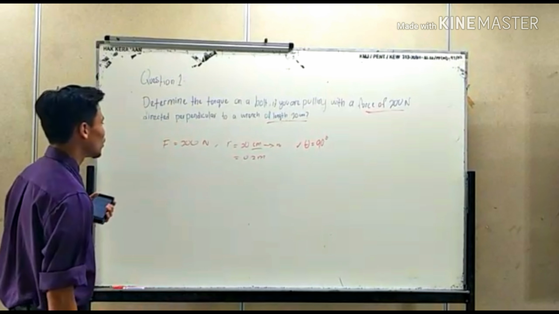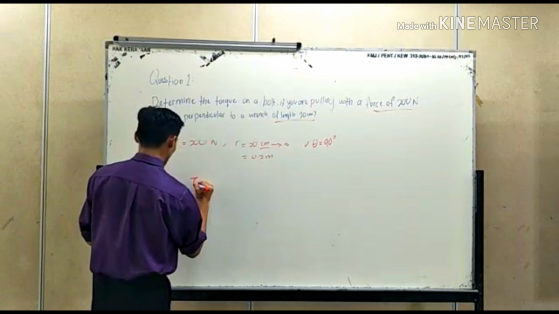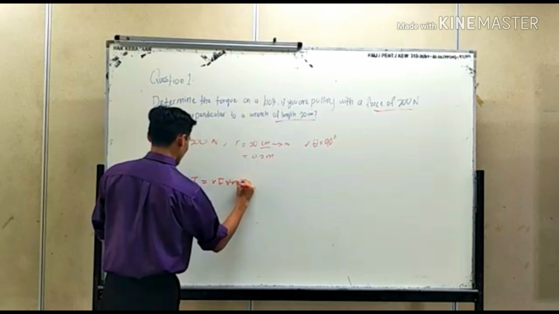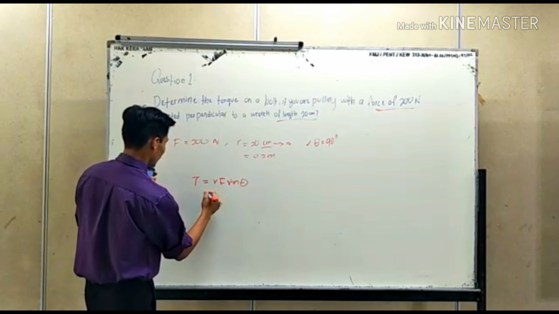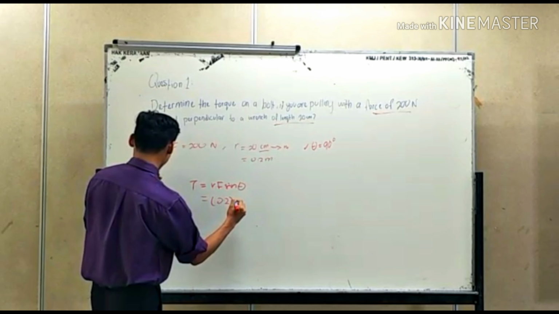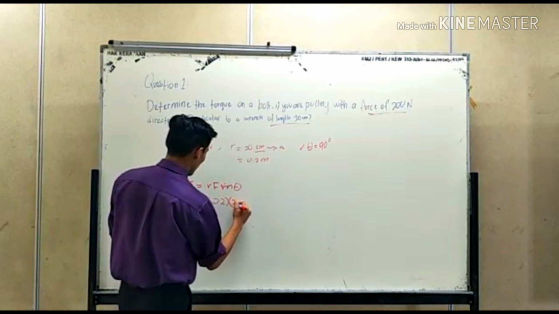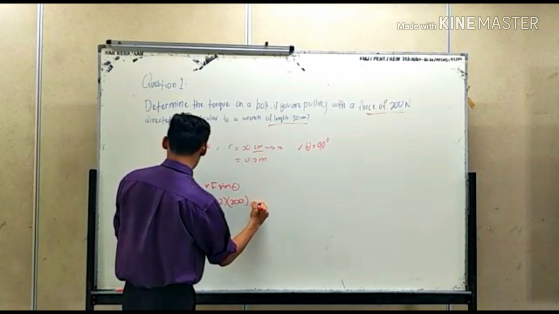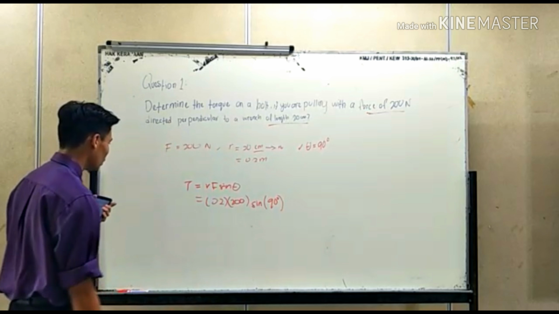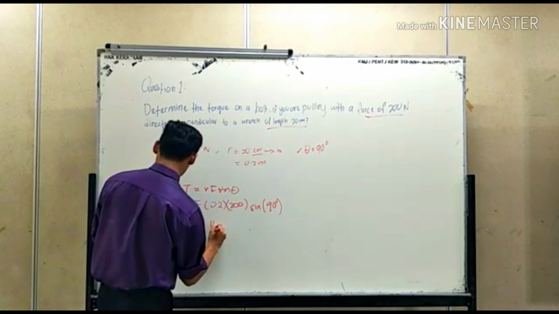So from the top equation, torque equals F R sin theta. So we just put in 200, 0.2 and sin 90 degree. So the answer is 40 Newton.